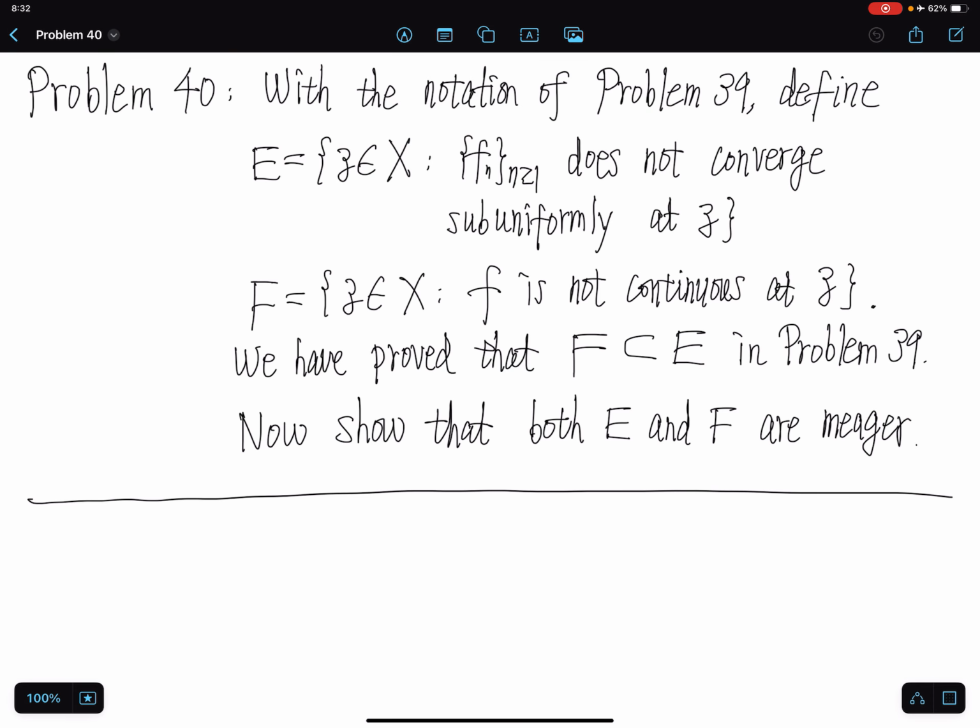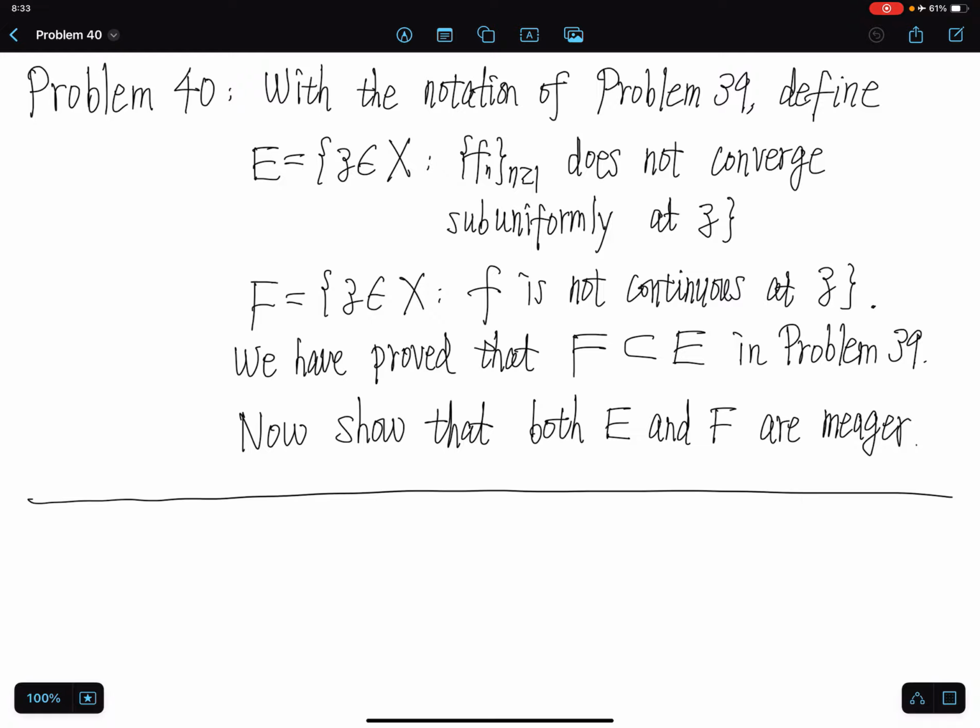Today we'll be working on the following problem. Now with the notation of problem 39, we define E to be the set of z in X at which the sequence f sub n does not converge subuniformly, and F to be the set of z in X at which f is not continuous. From problem 39, we have proved that F is a subset of E. Now in this problem, we want to show that both E and F are meager.